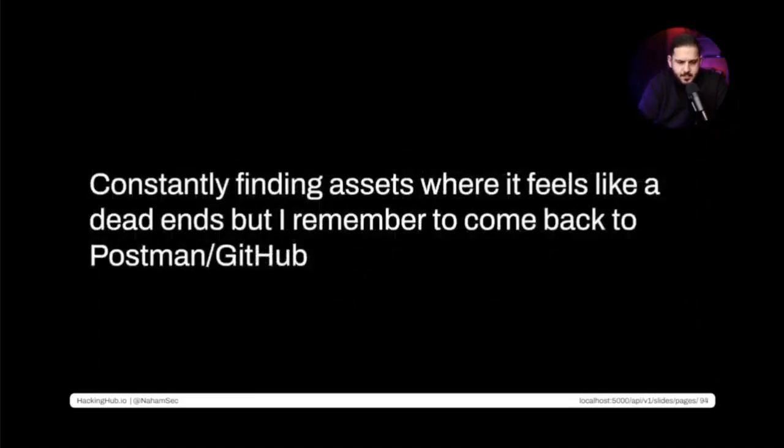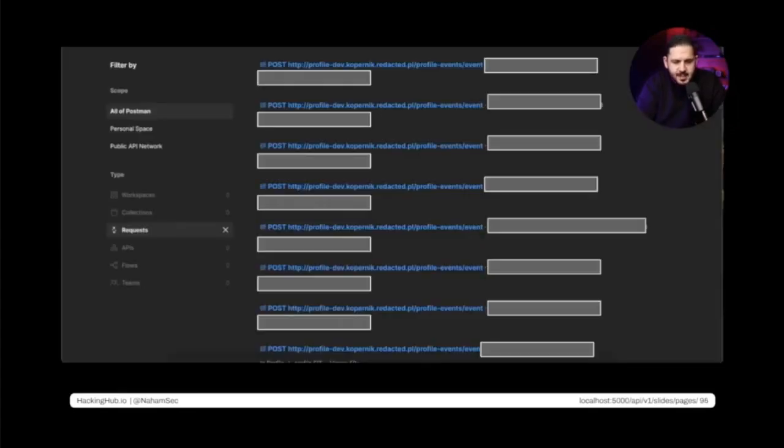because people miss these. I always find myself finding assets where it feels like a dead end, but I remember to come back to Postman and GitHub, and this is a really good example of it, because I found this asset and I looked for it. This is a very weird example of it. It's not exactly what I found. I really wish I could disclose that vulnerability, but I have it in writing that I will never speak about it. But this is very, very similar to it.